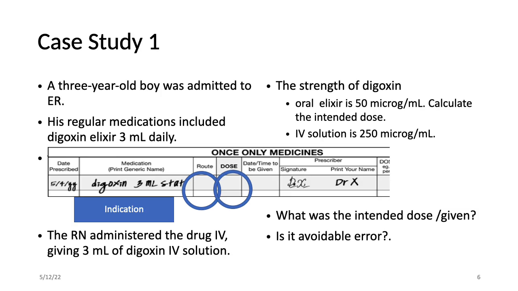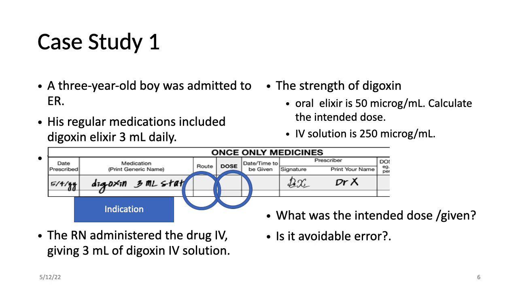A 3-year-old boy was admitted to the emergency room. He was on digoxin as a regular medication, 3 ml per day. And the doctor wrote here digoxin 3 ml stat. He didn't specify the route, the dose, or the time. The nurse administered the drug IV. She gave 3 ml of digoxin IV solution.